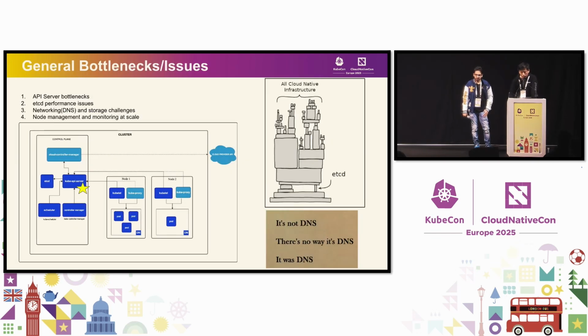Here are some general bottlenecks if you want to build a big cluster, like the API server bottlenecks, like etcd, which has been talked about many times. Also, DNS and storage challenges are key issues. And node management and monitoring is also a problem at scale.